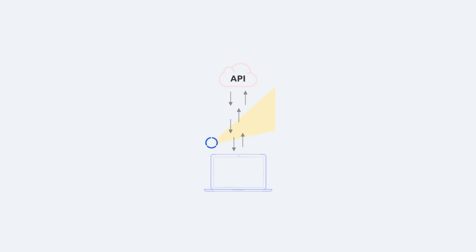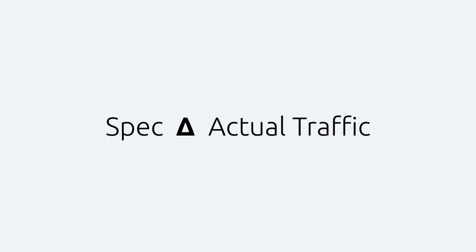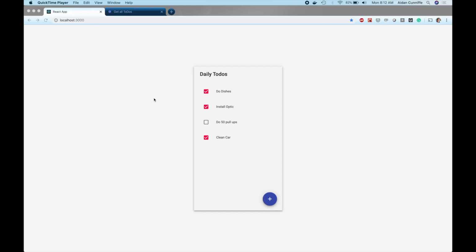It watches how your API actually behaves, either locally or by running in one of your API gateways or service meshes. And it constantly diffs the actual traffic that your API handles against its specification. Let's see what this actually looks like in practice.